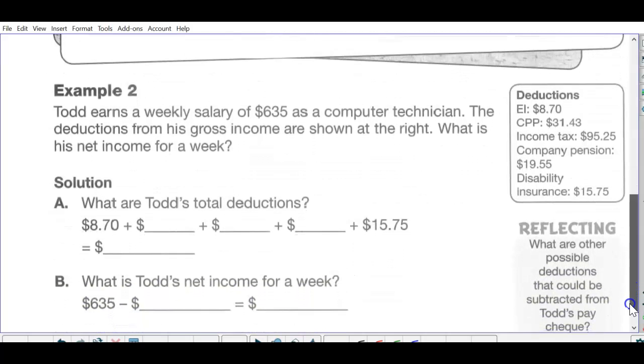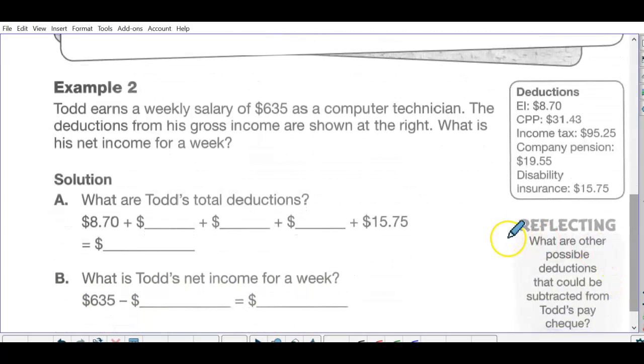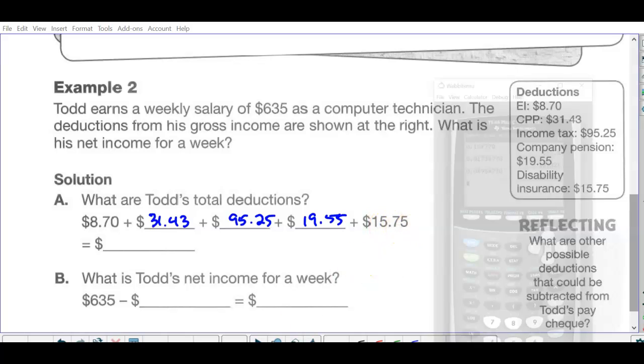So last one here, Todd earns a weekly salary of $635 as a computer technician. The deductions from his gross income are shown at the right, so they've all been calculated for you. What is his net income for the week? If you know all of these, then just add them up to get the total deductions. So $8.70, $31.43, $95.25, $19.55 and $15.75, and then add those up.